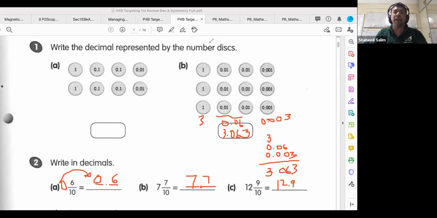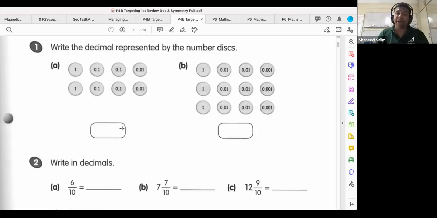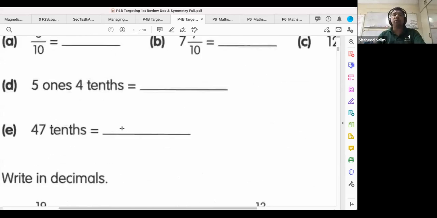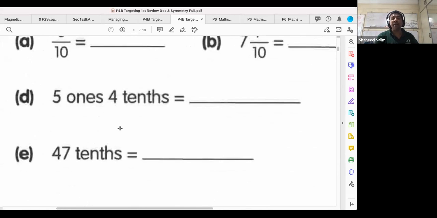I do not know about the rest. Amara, where are you, Amara? I have the same one. What same one? I got the same parrot. Okay. Can you try it on the next two? Write as a decimal. 5 ones, 4 tens.